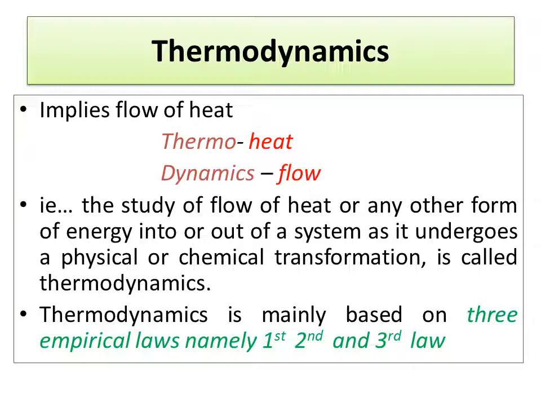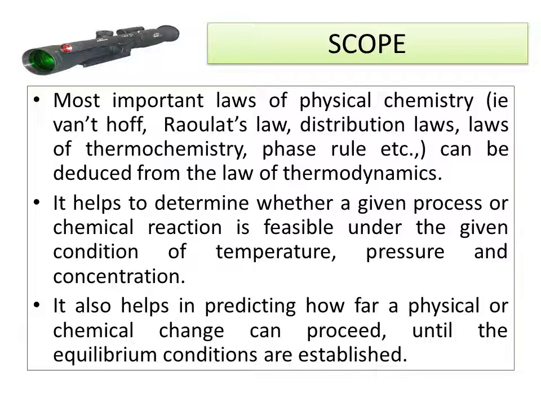Thermodynamics is mainly based on three empirical laws, namely first law, second law, and third law. Most important laws of physical chemistry, that is Van 't Hoff, Raoult's law, distribution law, laws of thermochemistry, phase rule, can be deduced from the laws of thermodynamics. The three laws can be used to predict whether a particular reaction is feasible or not under a given set of conditions. It also helps in predicting how far a physical or chemical change can proceed until the equilibrium condition is established.